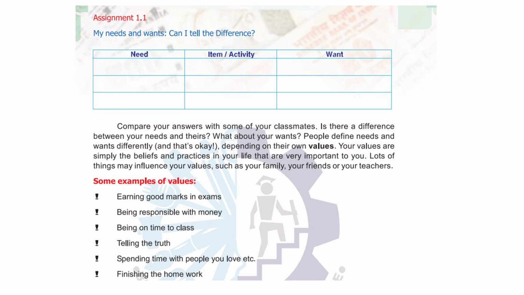Okay, now some examples of values. ठीक है, so first we know what values are. So people define needs and wants differently, and that's okay, depending on their values. तो needs और wants आप अपनी वैल्यूज पे लगाओगे। Your values are simply the beliefs and practices in your life that are very important to you. So how will you define value? As beliefs and practices. Lots of things may influence your values such as family, friends or your teachers. हर चीज से आपकी value influence होगी. So what are the main examples of your values?